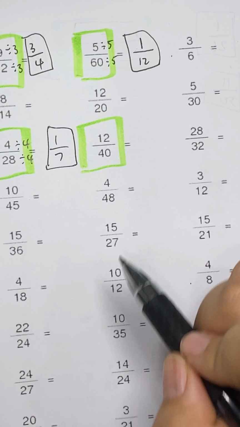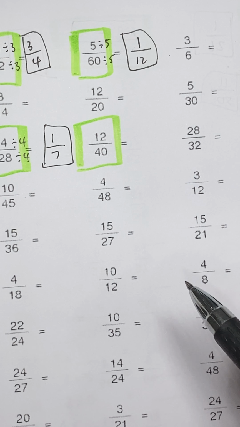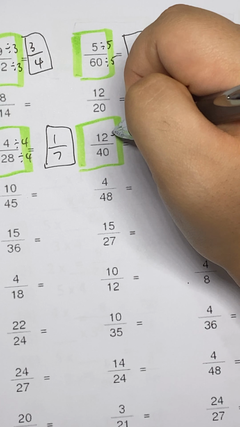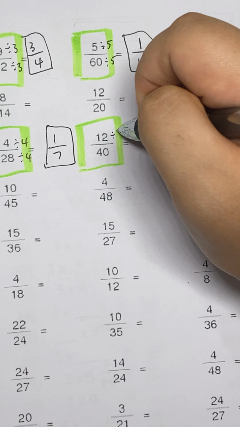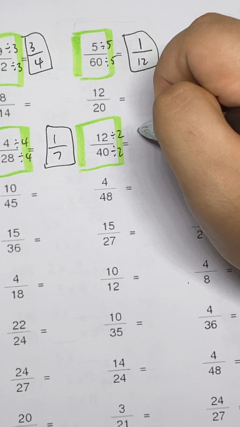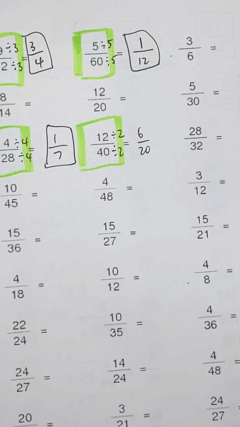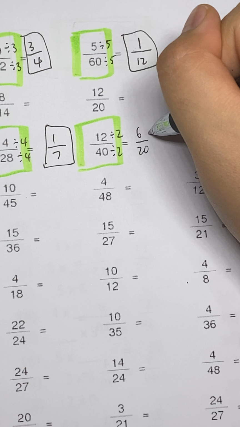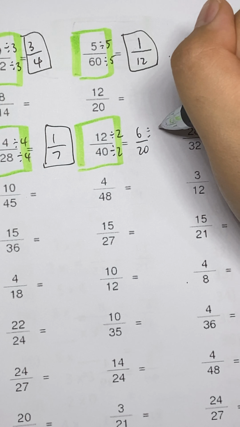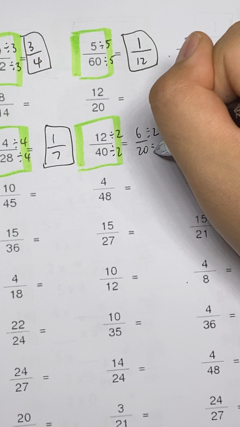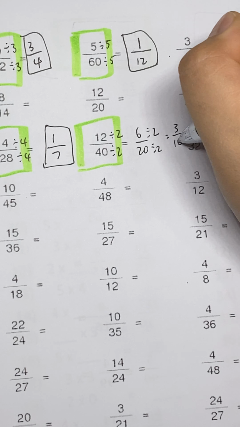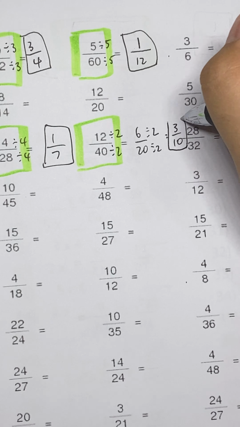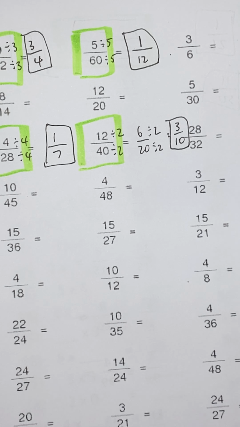Okay, so this problem, you ask yourself, what can both top and bottom be divided by? You can divide both top and bottom by, let's go with the smaller number since these numbers are a little bit bigger, you can do 2. And you get 6 over 20. Can this be simplified even more? Yes, it can. You can divide by, let's say, 2 again. You get 3 over 10. Can you divide this even further? You cannot. So you're going to box your answer.